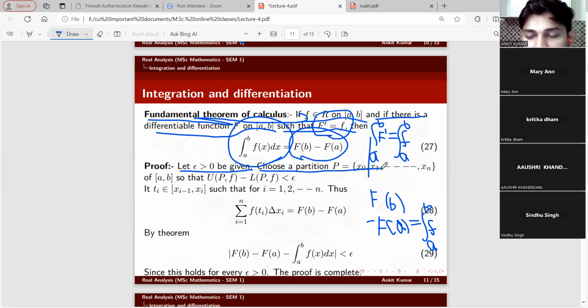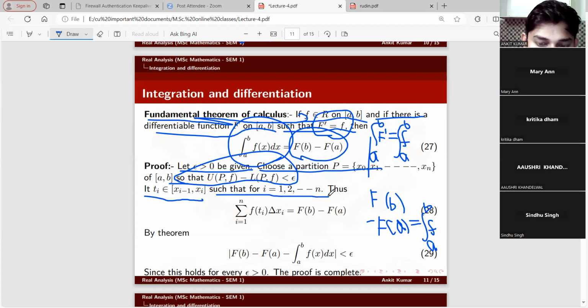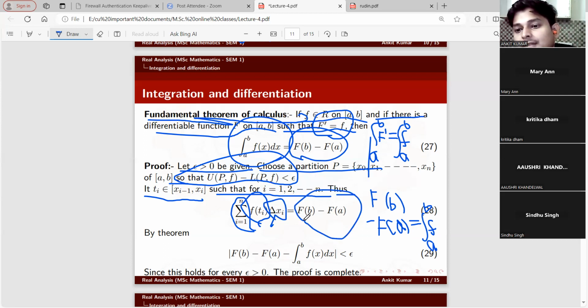Choose a partition. Partition means the division of the interval into a finite number of subpoints. So by the Riemann integration definition, U(P, f) minus L(P, f) is less than epsilon, if any ti belongs to x i minus one, x i for i is equal to 1, 2, up to n. Thus, the summation i is equal to 1 to n of f(ti) delta xi is equal to F(b) minus F(a).